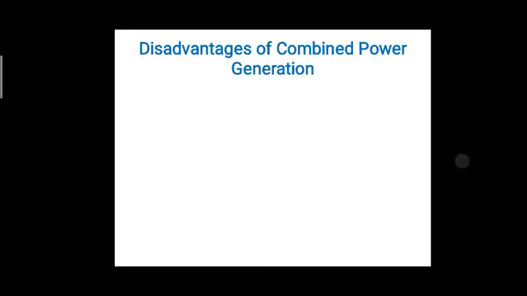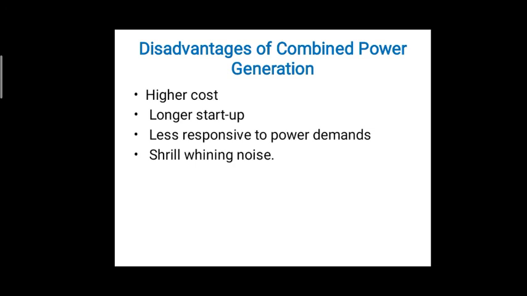Next, we're going to see the disadvantages of combined power generation. Higher cost. Obviously, the cost will be higher when compared to other power plants. Next, longer startup. So the startup time will be somewhat more when compared to a diesel engine power plant. Next, less responsive to power demands.